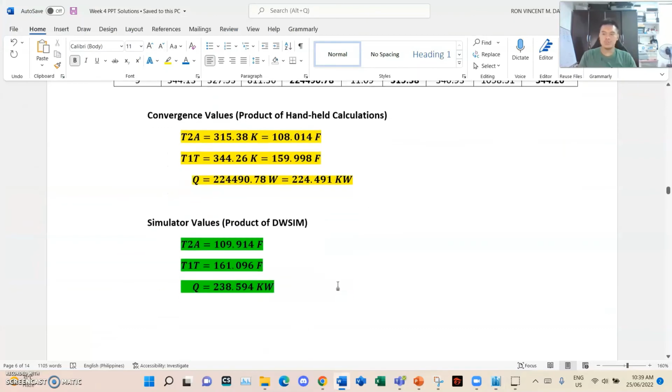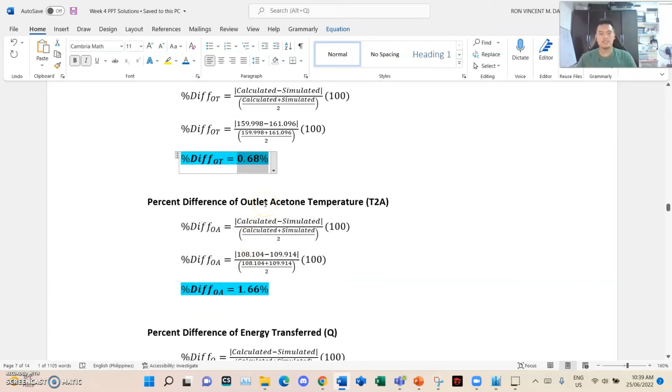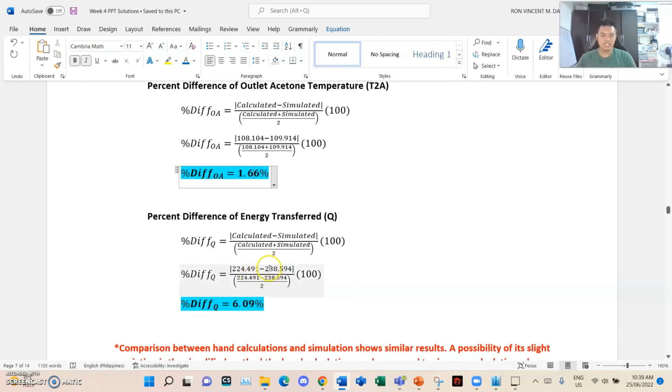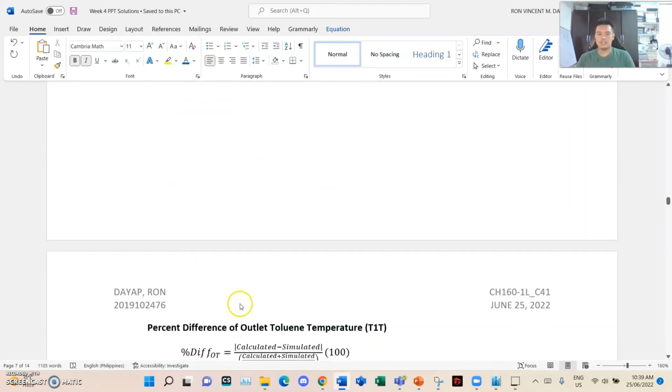Then, we just need to determine their percent difference. So doing a percent difference for toluene, we would have a percent difference of 0.68, very, very low, which is good because that means they're very, very similar in terms of how they were acquired. Next is the percent difference for the outlet acetone temperature of T2A. So it is also very, very low, below 5%. So this is a good premise. And lastly, the percent difference of energy transferred is around 6.09%. Though it's above 5%, it is still an acceptable value in terms of difference.